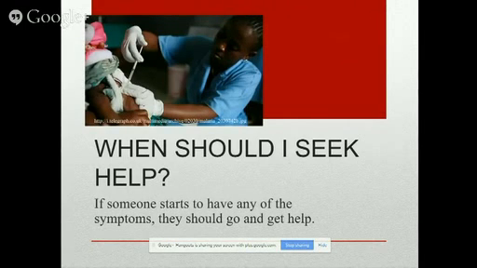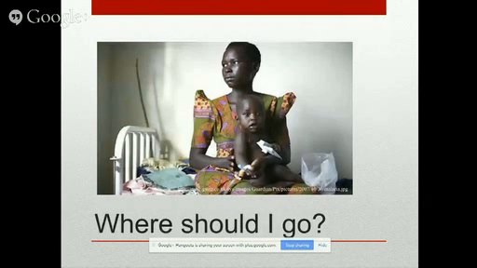So when we are talking about these symptoms, some people might not be sure when to seek help, and they really should start seeking help as soon as any of these symptoms start showing up. They should go and get help. Where to go? They should go to the nearest clinic or any place where they can test for malaria. We would be in Burma, so all the different locations would be different, but we would be able to teach them the closest location they could get help.